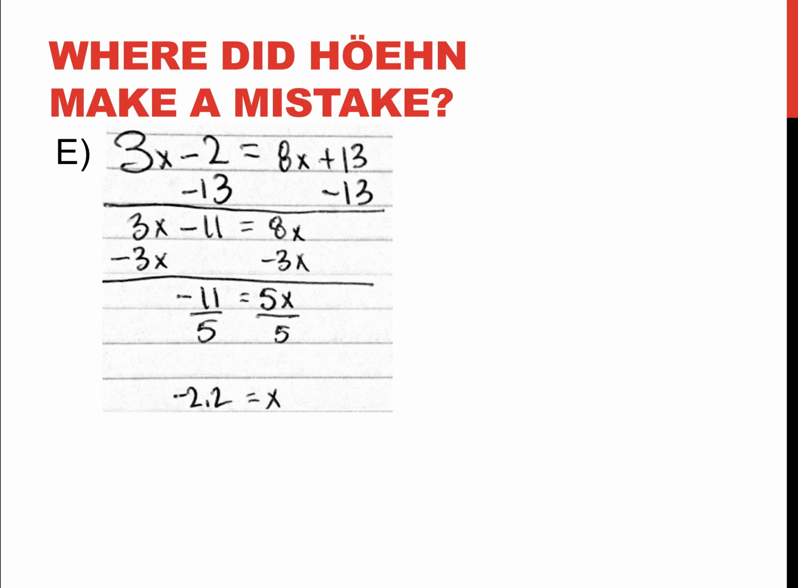Sweet. So now I'm going to move the smaller x, which is the 3x. So I subtract it from each side. Because this is a positive, I make it a negative. The positive 3x becomes negative 3x from each side. That leaves me with negative 11 equals 5x. And this is simple. Inverse of multiplication is division, so divide each side by 5. And of course, negative 11 divided by 5 is negative 2.2 equals x.